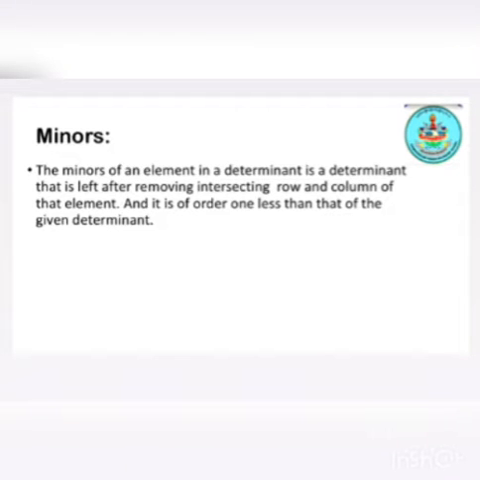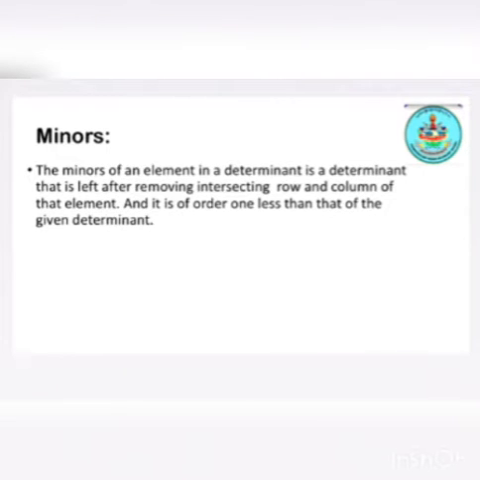Let us see what is minor. Here is the definition for the minors. The minor of an element in a determinant is a determinant that is left after removing the intersecting row and column of that element, and it is of order 1 less than that of the given determinant. So I will show you in written form for your clear understanding.